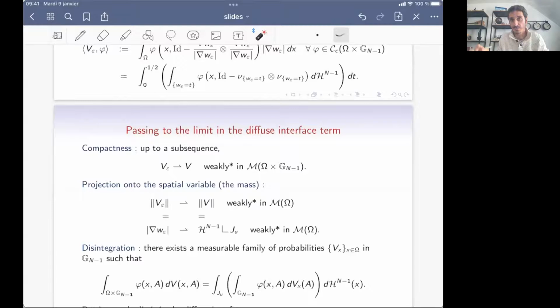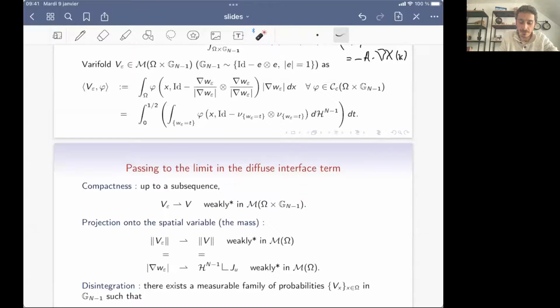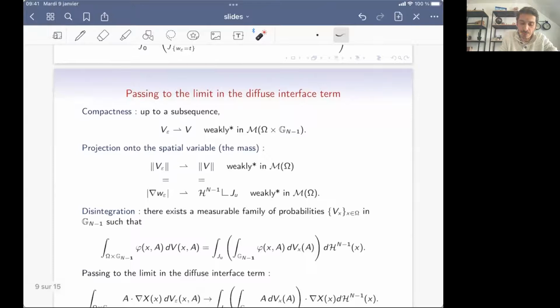This was a consequence of my assumption of convergence of the energy. But on the other hand, I know that the mass of a varifold will always converge to the mass of its limit. This is because you take essentially the test function one with respect to the variable A here. So in that way, we have identified V, which is a general measure in this product space. We have more information now about it because we know that its projection onto the spatial variable is the H n minus one dimensional measure restricted to the jump set. So when you have a measure on the product space and you know its projection onto one of the products, you can disintegrate this measure with respect to its projection. So this is what we do here.